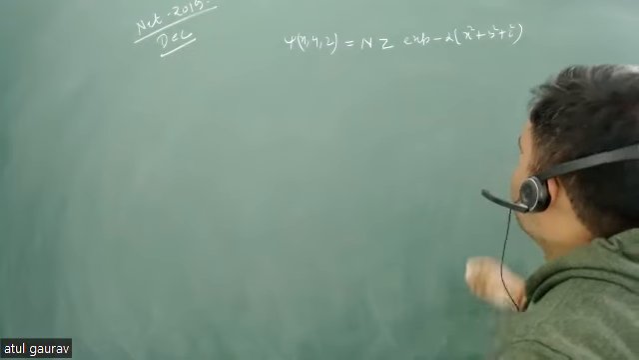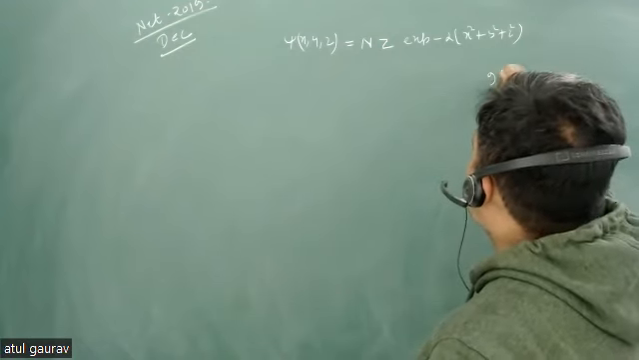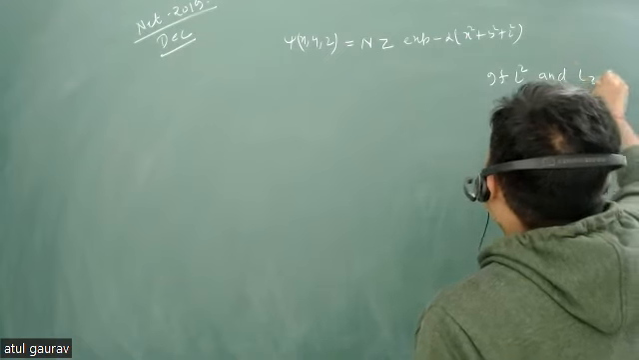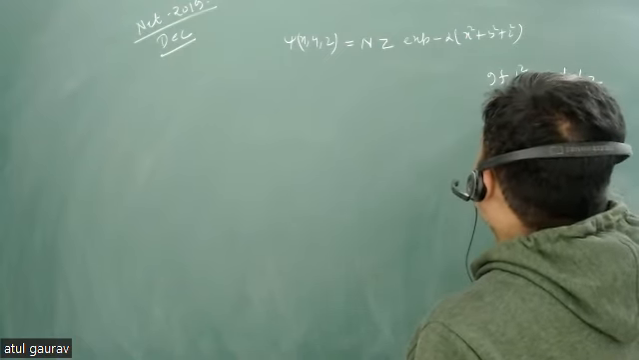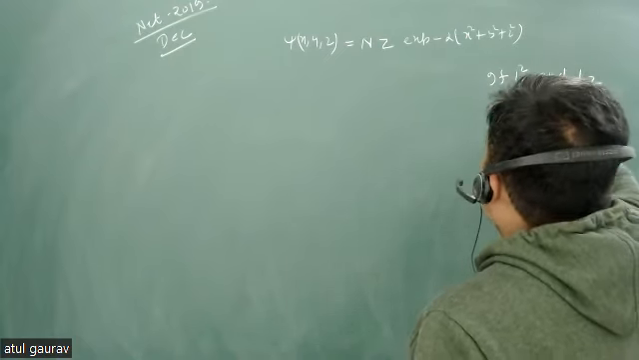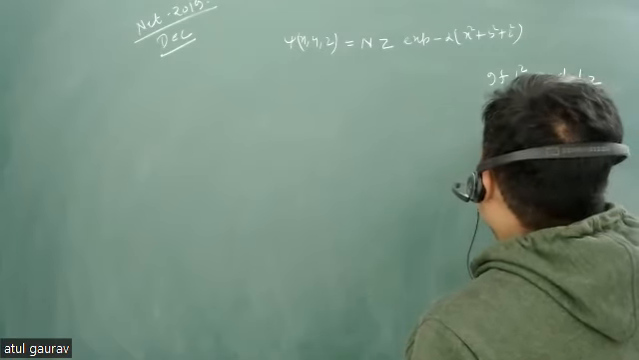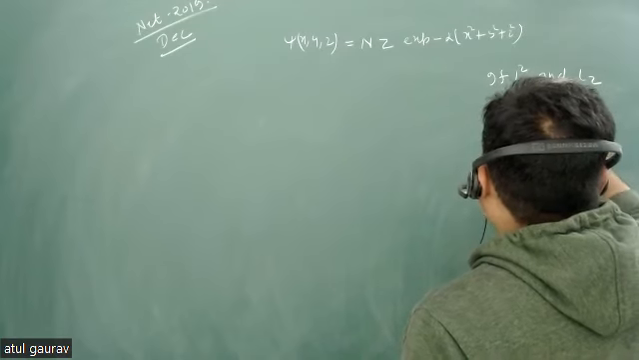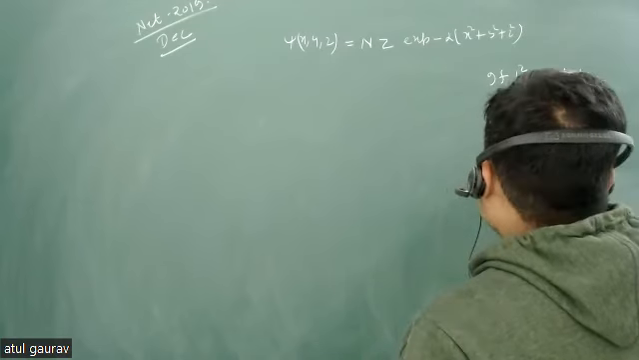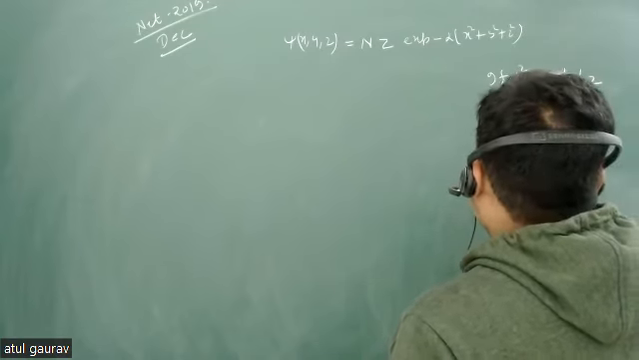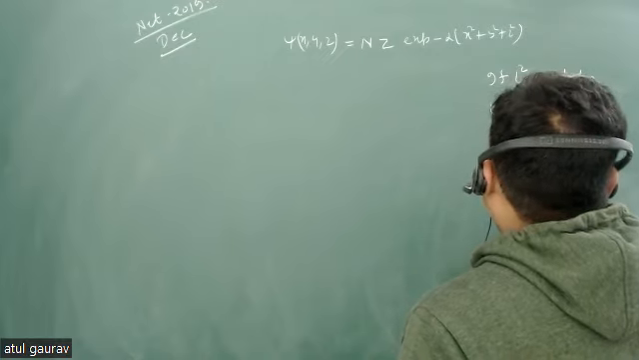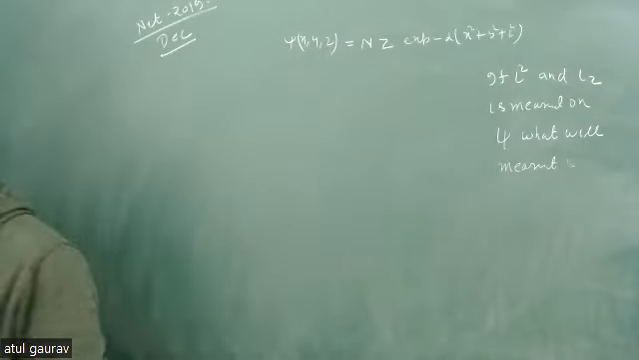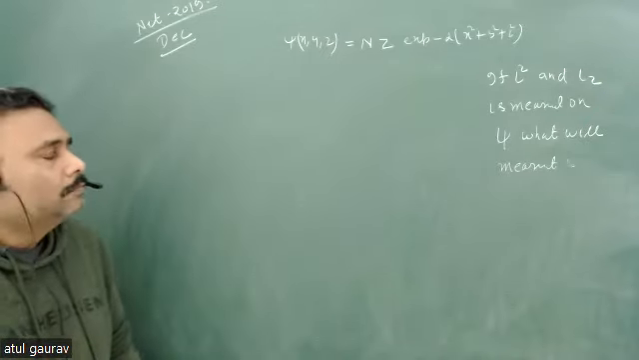If L square and LZ is measured on psi, what will the measurement be? Just what will the measurement be, that's all the question asked. So what will you do, tell me?